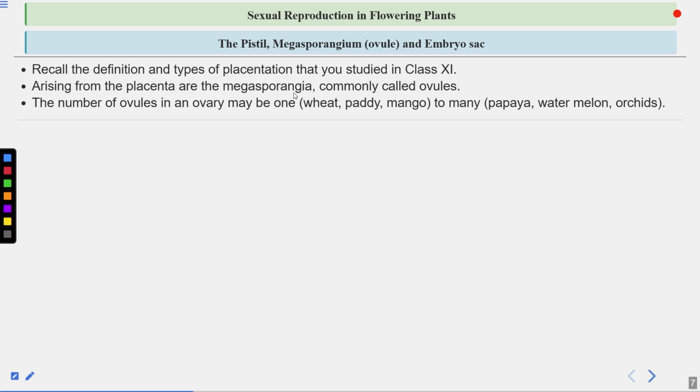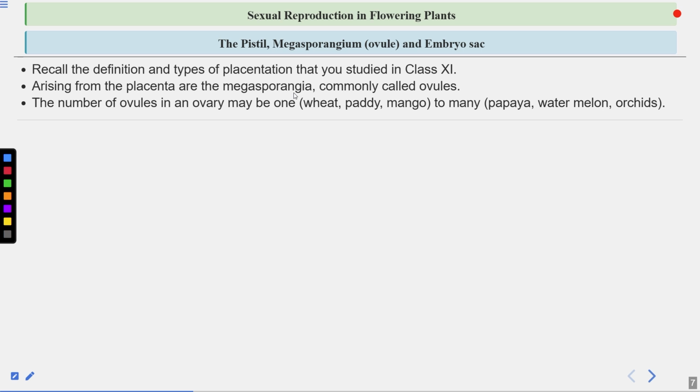Now, the number of ovules in an ovary may be 1. For example, wheat, paddy and mango. Only 1 ovule in an ovary, right? But many in the case of papaya, watermelon and orchids.